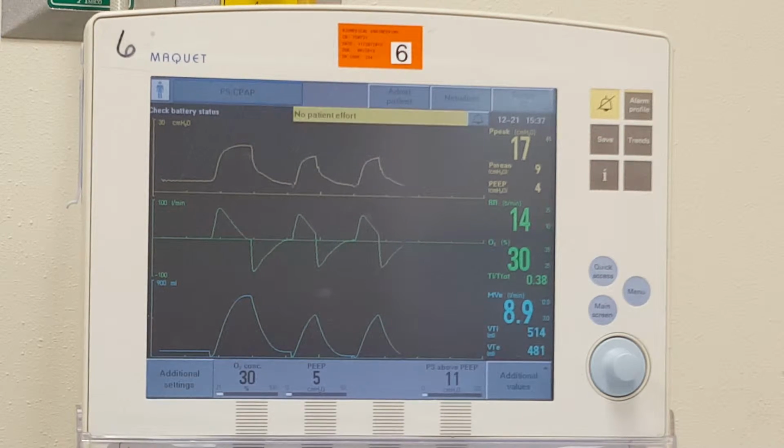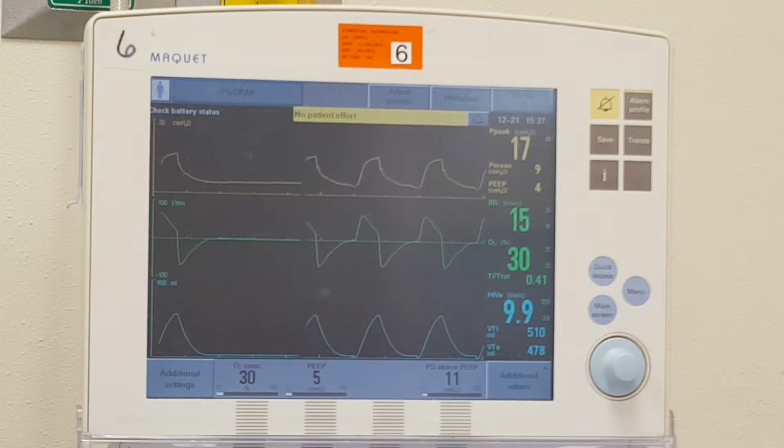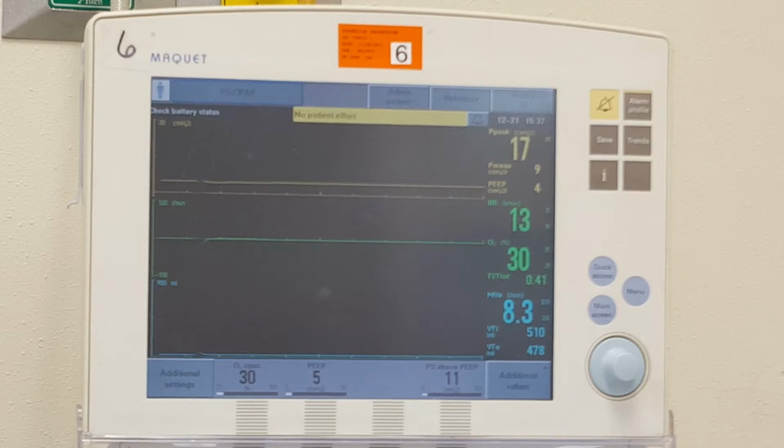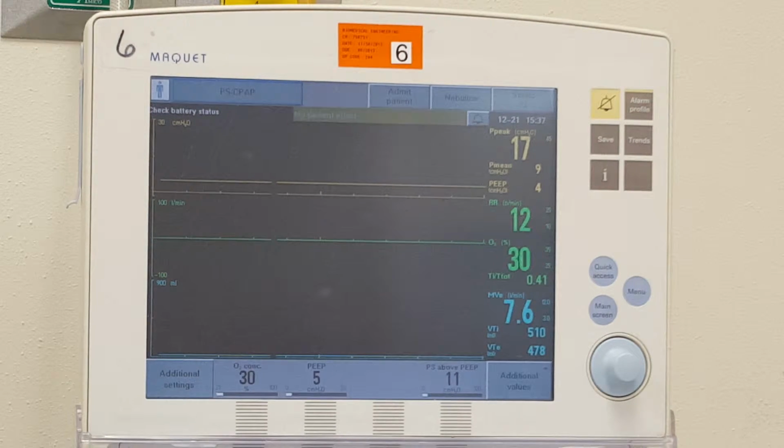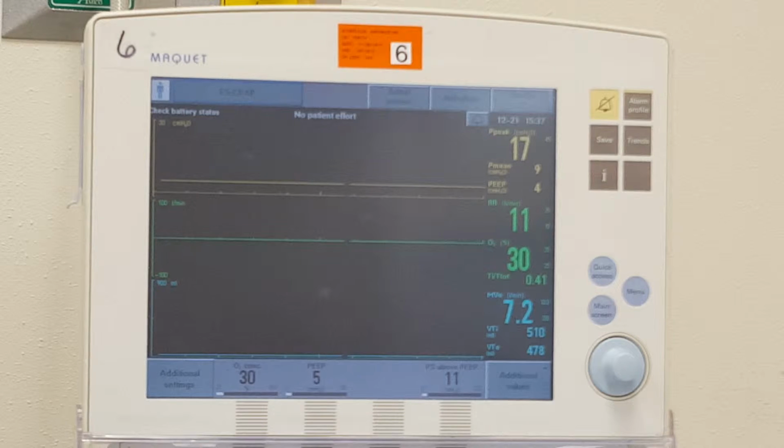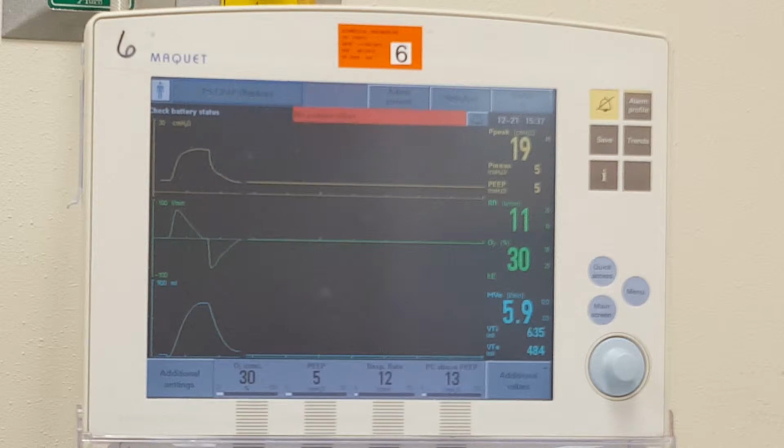And then notice I just started triggering again, and so now we're back to spontaneous breathing. But if we go apneic again, you will see our volume now will be less because I turned down our backup pressure. So here in a moment, you'll see our volume should be under 700 now. See, 635, 630. So good.